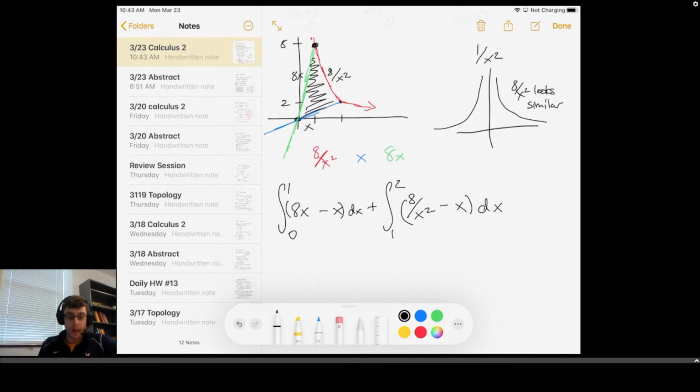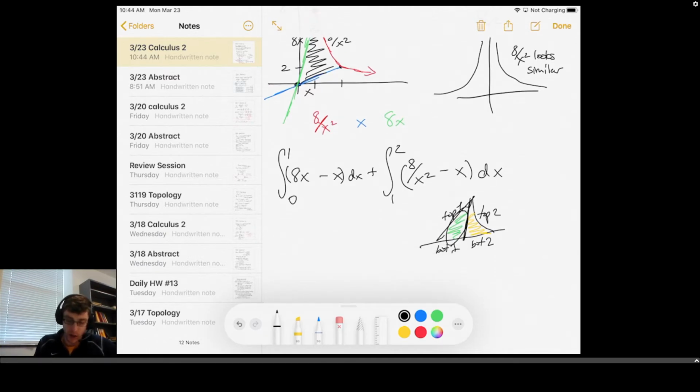You don't need to compare those, right? So what we've done is we have something that looks like this. We just split it down the middle. You're looking at this area and then this area and calculating them separately. So this is top 1, this is top 2, and you have the same bottom, bottom 1 and bottom 2. Basically you're just doing this area and then this area. You don't need to compare the tops ever.